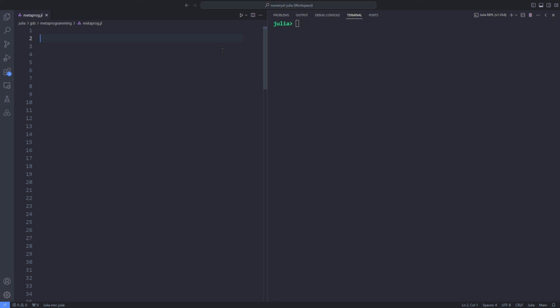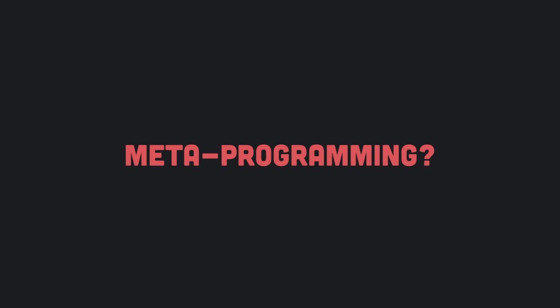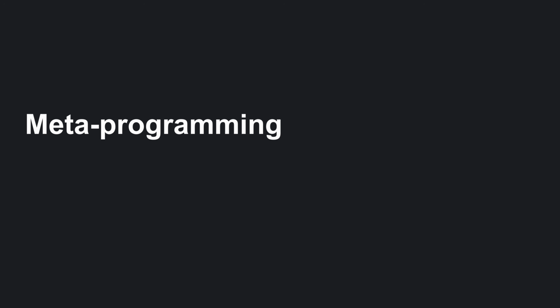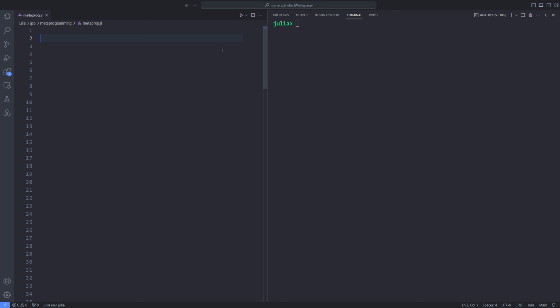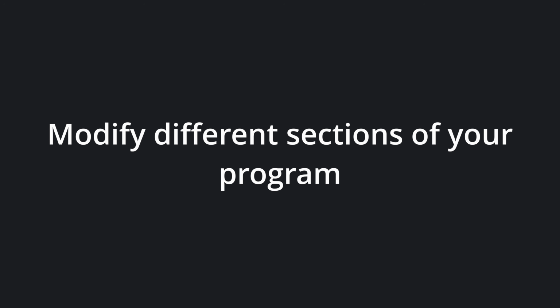But before that, I have to give you the definition of metaprogramming. What is metaprogramming? Metaprogramming is when you write Julia code to process and modify Julia code. With the metaprogramming tools, you can write Julia code that modifies other parts of your source files and control under what condition and when the modified code runs.